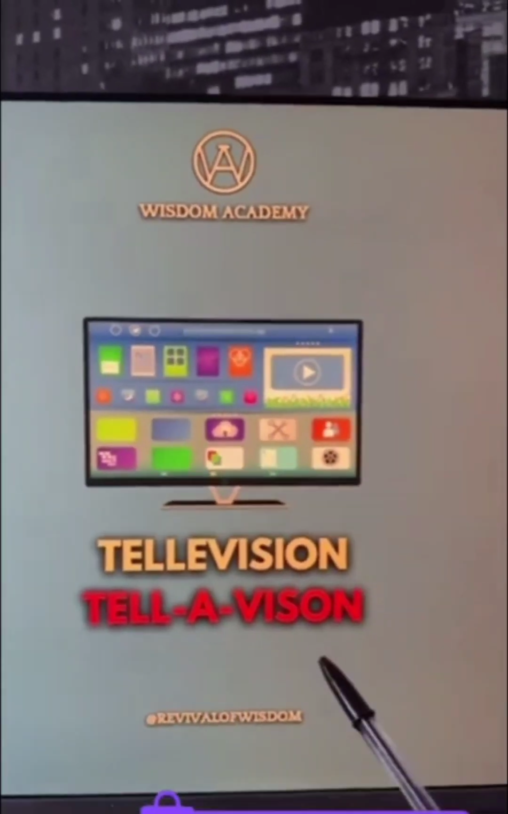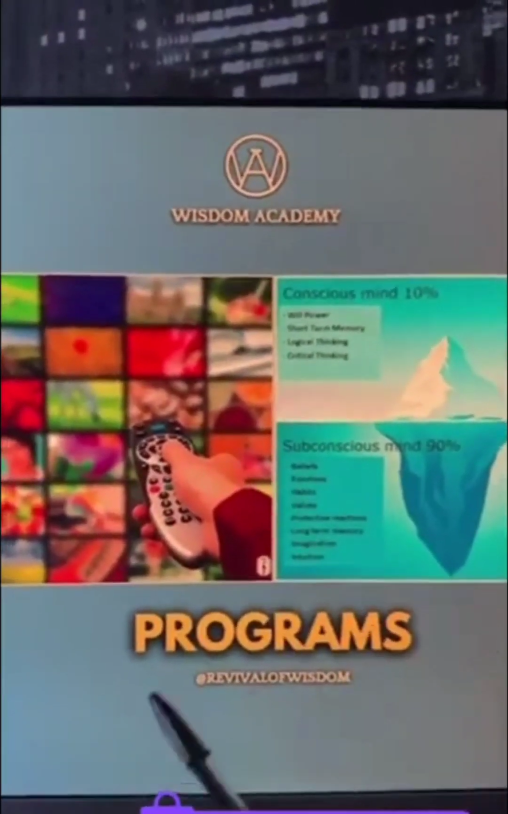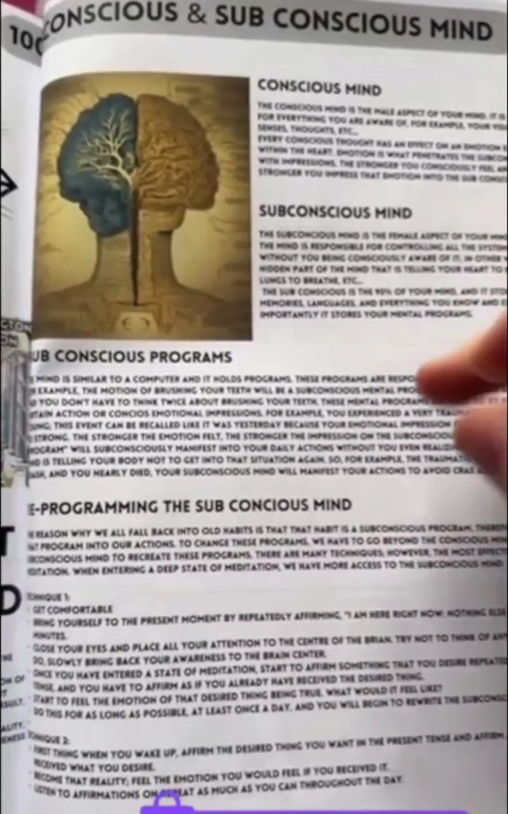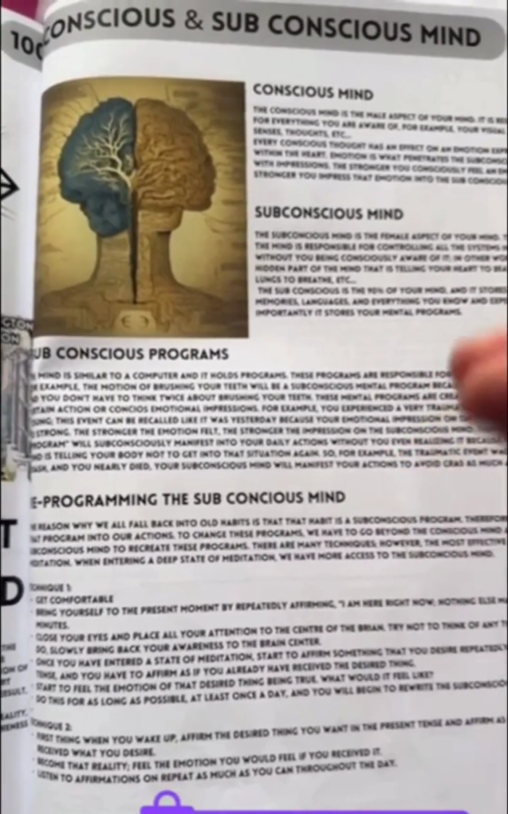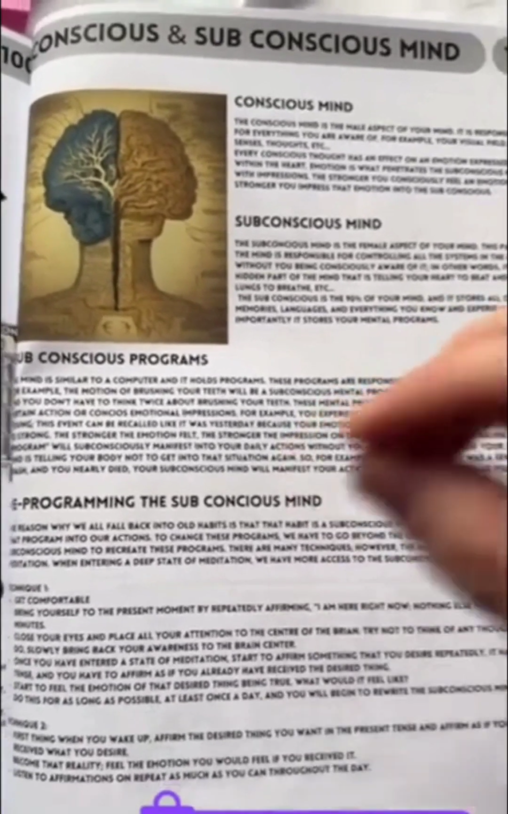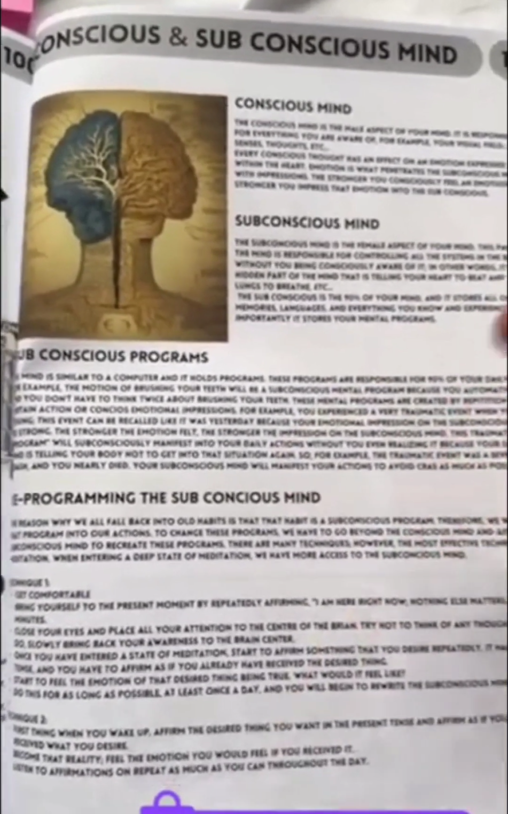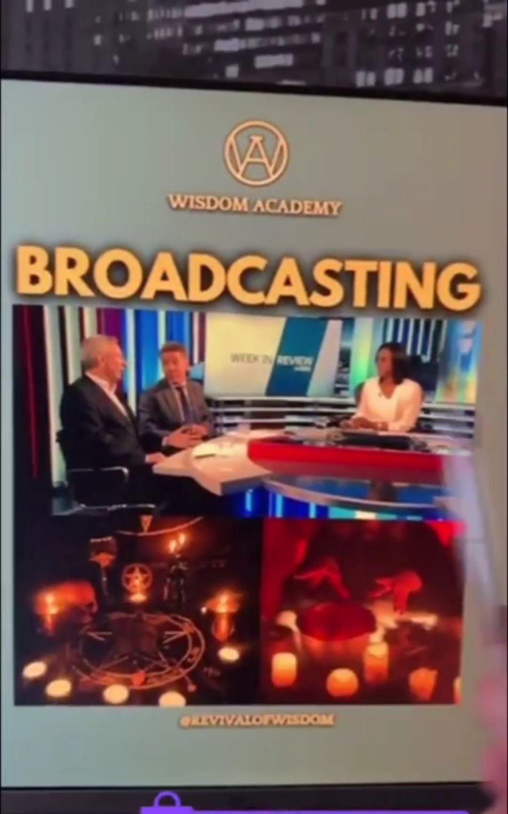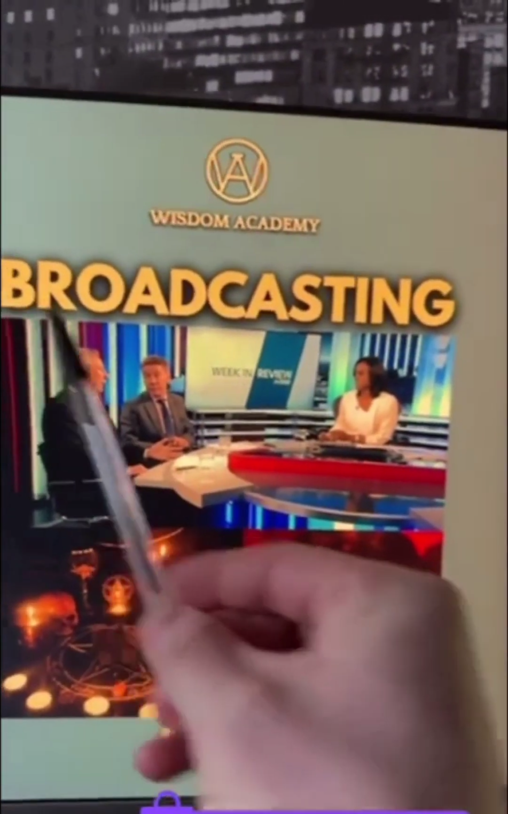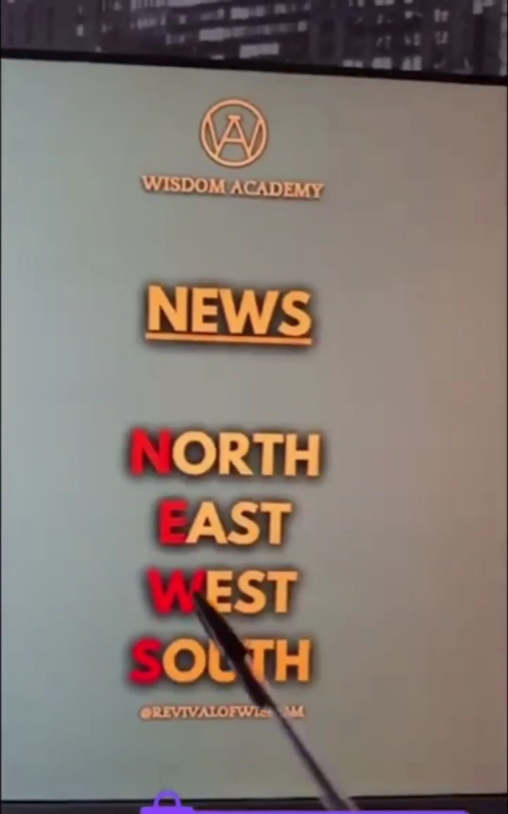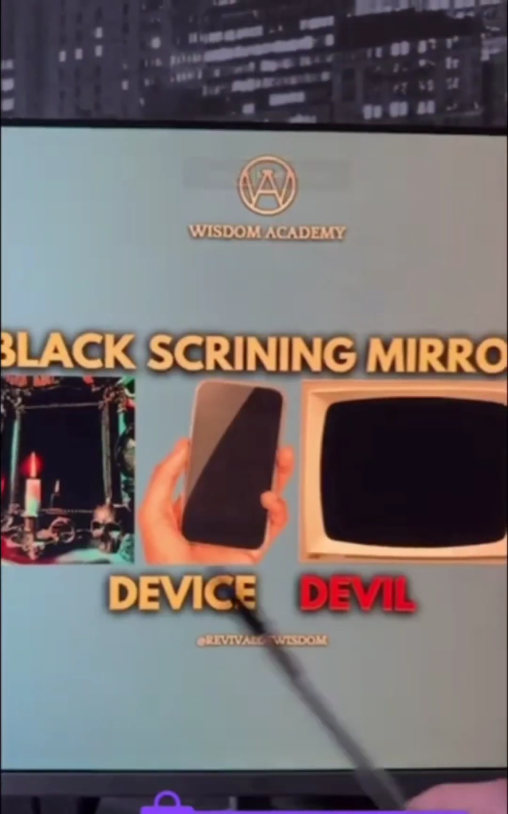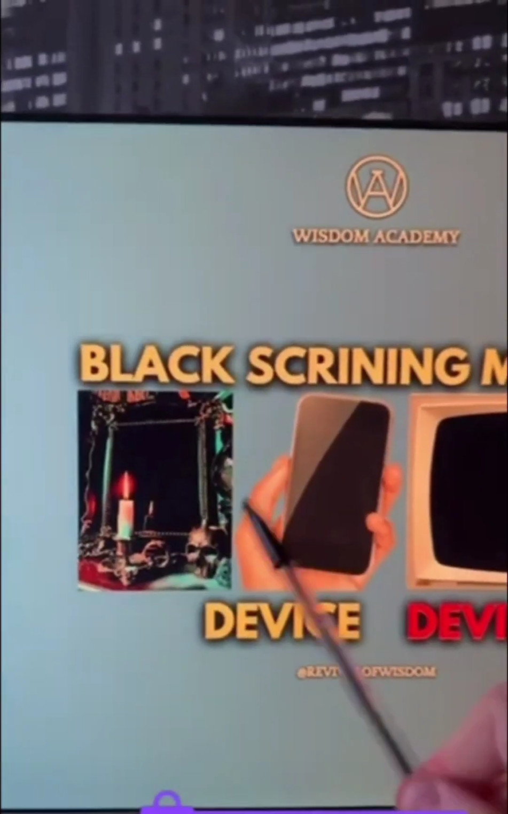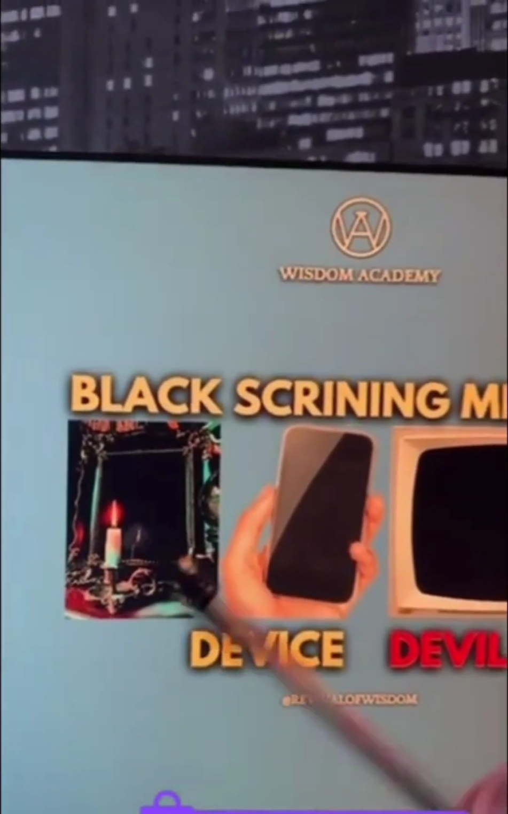Television is tele-vision. You turn on the television, you get programs. They reprogram your subconscious mind, which manifests 90% of your daily behavior and thought patterns. This is the hidden part of the mind, which makes your heart beat without you being conscious of it. Broadcasting is casting spells to a broad audience. North, east, west, and south. News.